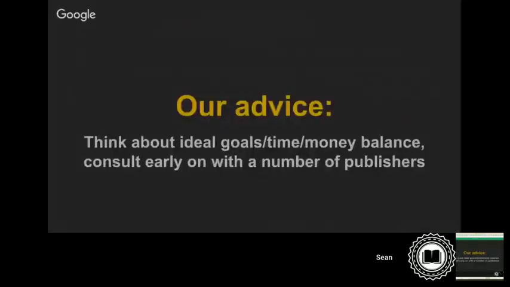When starting to think about planning an open access journal, I think it's probably important to decide very early on what your ideal time, money, goals balance is going to be. Is a full service platform your ideal situation? Do you want to be able to pick and choose services, or do you want a complete package? Do you want someone else handling marketing and promotion?